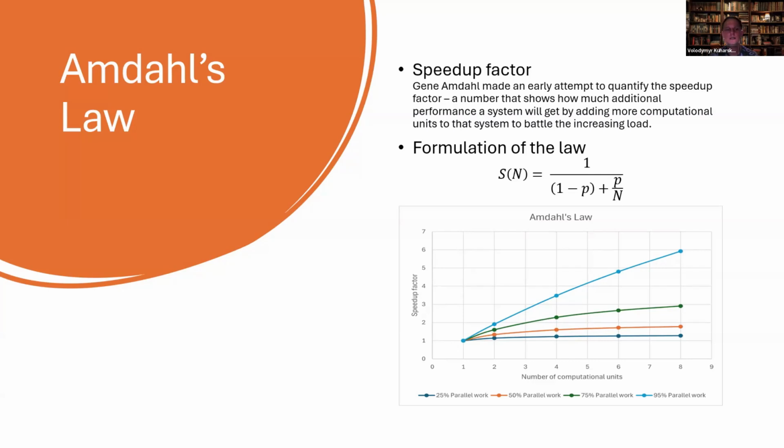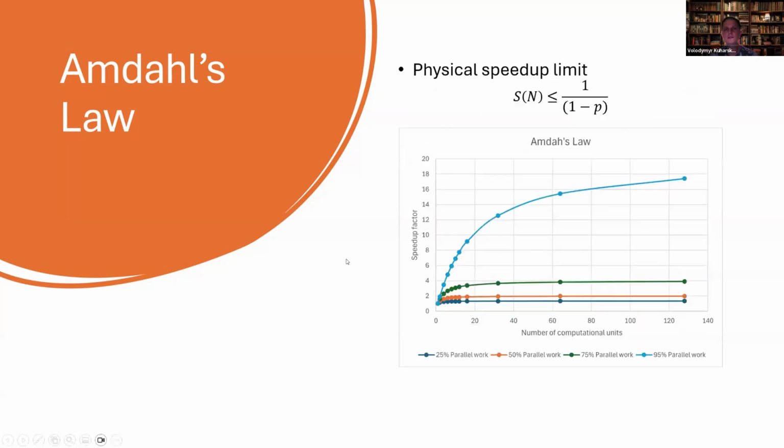Does this function have a limit? Yes, it does. It has a physical speedup limit and is bound on the upper side to the fraction of 1 over 1 minus P. What can you see here? If we increase the number of computational units infinitely and have only, for example, 5% of serial work, we will be limited on the upper side to a speedup factor of 20 because of that equation.